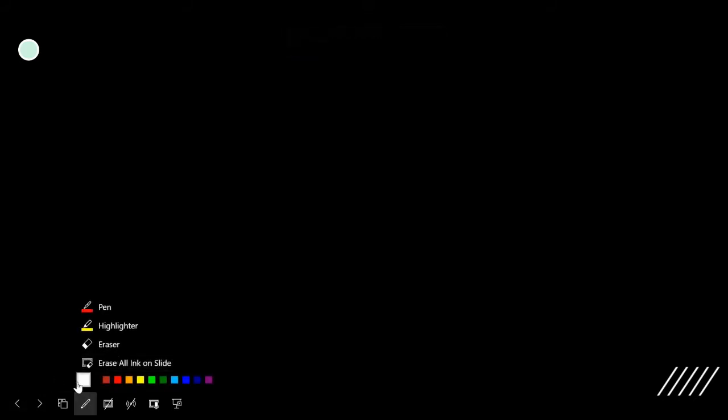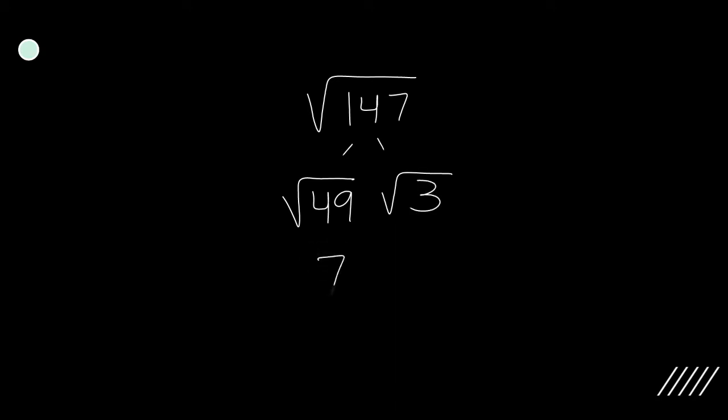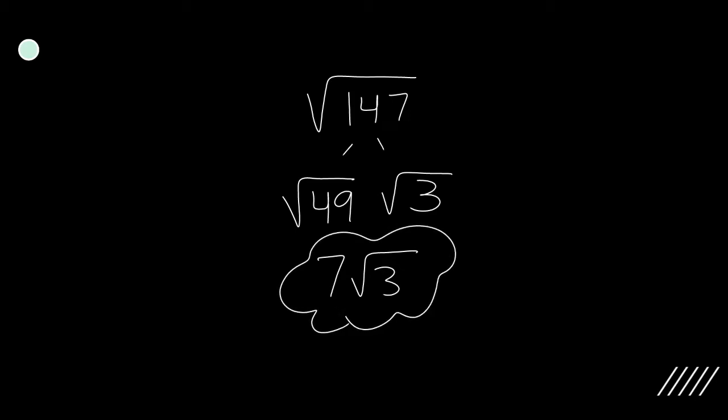So when I do the square root of 147, I can break that down into 3 and 49. So the square root of 147 is equal to the square root of 49 and the square root of 3. And then 49 is perfect, so it becomes 7, and then we just leave this as the square root of 3. So we end up with 7 square root of 3.